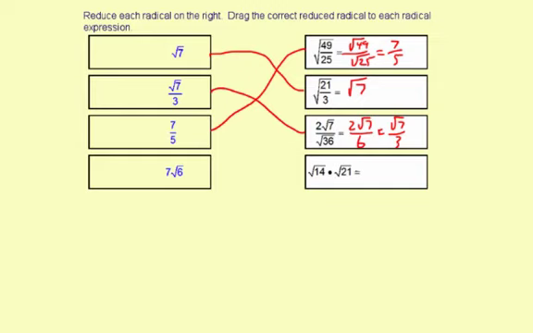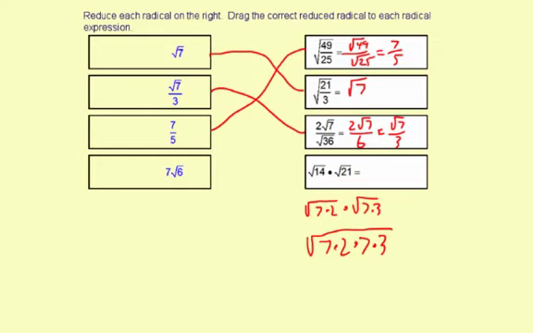Radical 14 times radical 21. Well, let's see. I'm going to work this one out down below. What you're supposed to do here is multiply the 14 and the 21 and make it one big radical. But I'm actually going to factor it first just to make it easier. So this is 7 times 2, and this is 7 times 3. Now it's easier to combine together. I'm just going to multiply all the factors: 7 times 2 times 7 times 3.